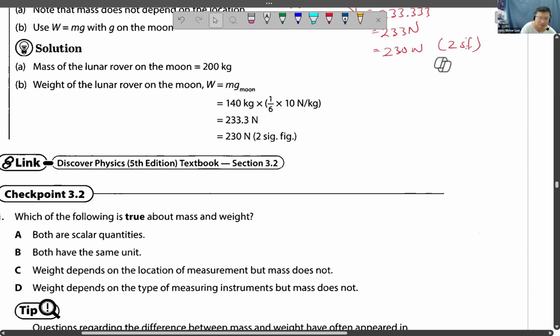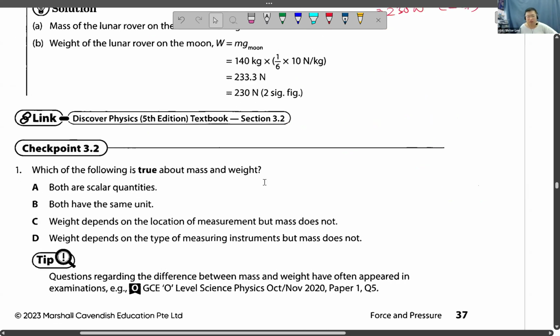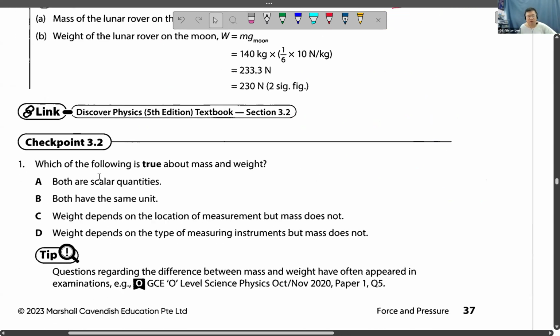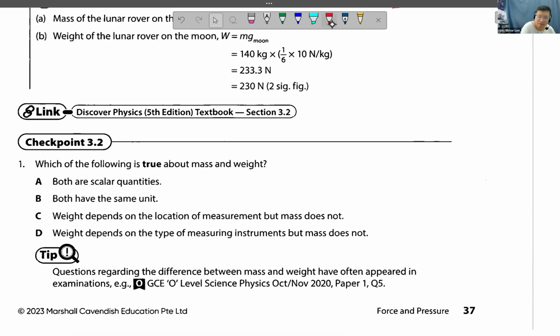Okay, come. Let's do this one. What is true about mass and weight? What is true? If you can recall. C? C. Okay, very good.